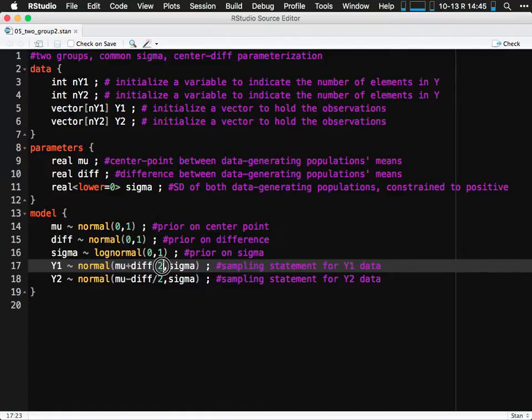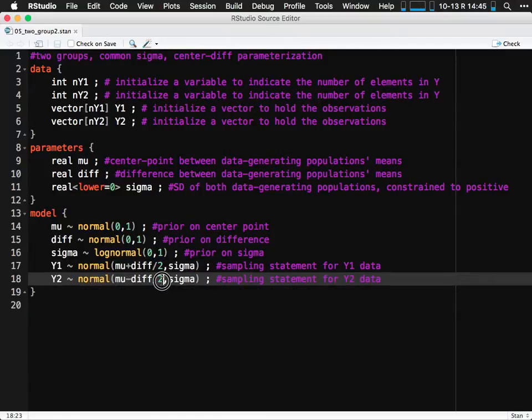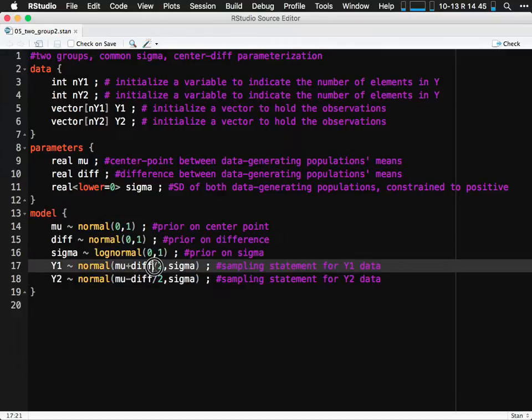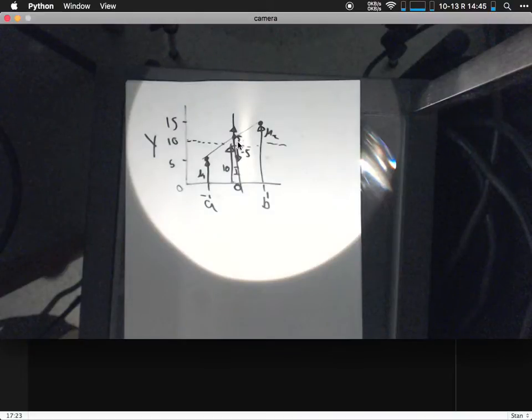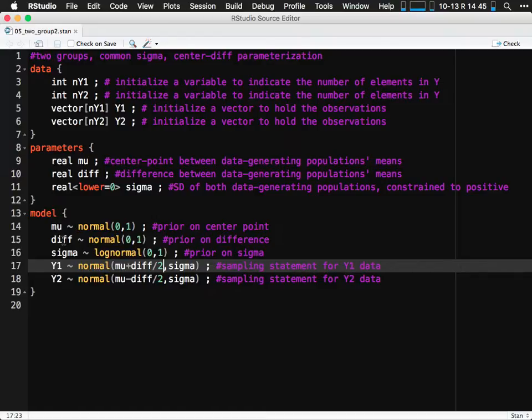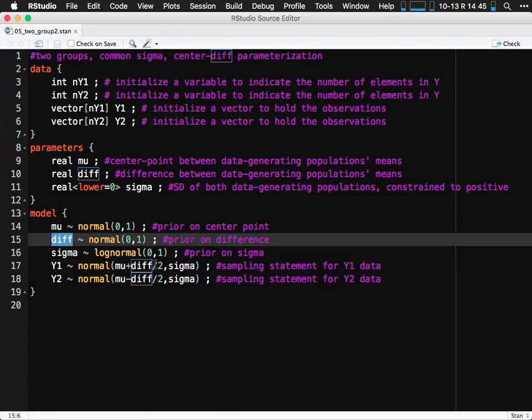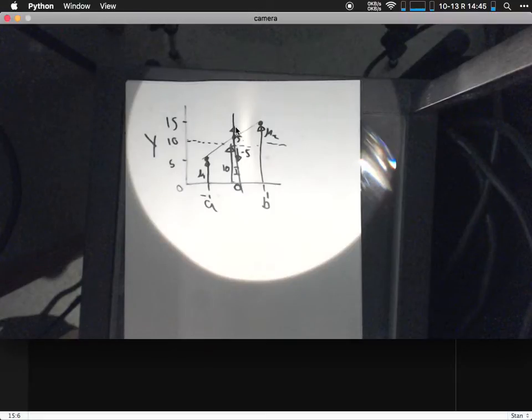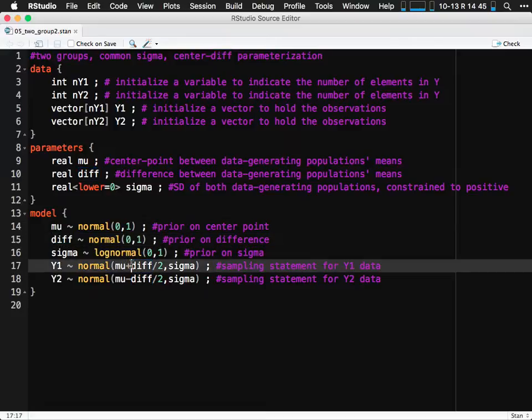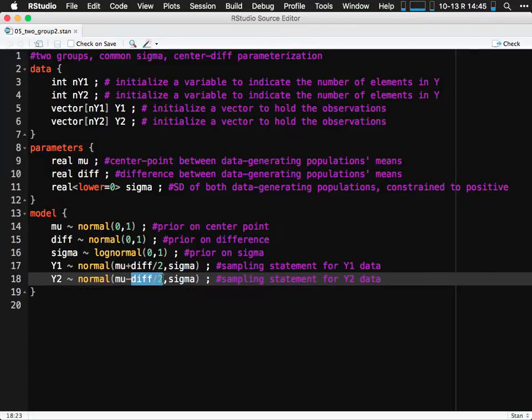So notice I've said diff divided by 2. That's merely for convenience afterwards, for interpretation. If I want to talk about the total distance between the two, then I would have a parameter for that total difference. But to get from the center to either one is half the distance. So that's why getting from the center to this one is half the difference, and getting from the center to this other one is half the difference.